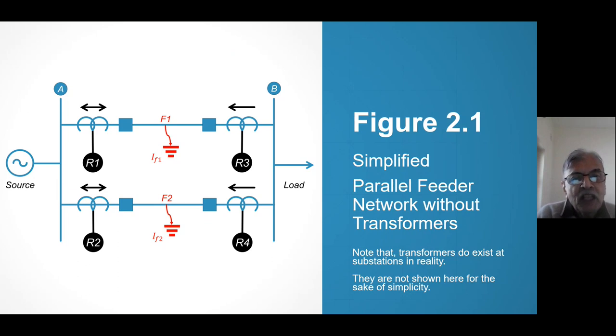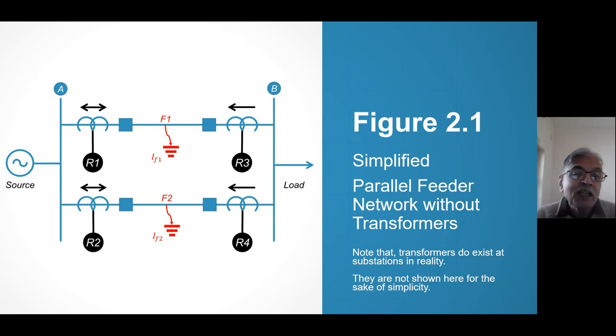But now, backup. If R3 fails, then who will give backup? R4 cannot, because it is not operating. Therefore, R2 will give backup. When R3 does not operate, R2 will give backup. So you will have to grade them. R3 and R2, as you are grading in a radial feeder, you have to grade them. Similarly, R1 will backup R4, right?